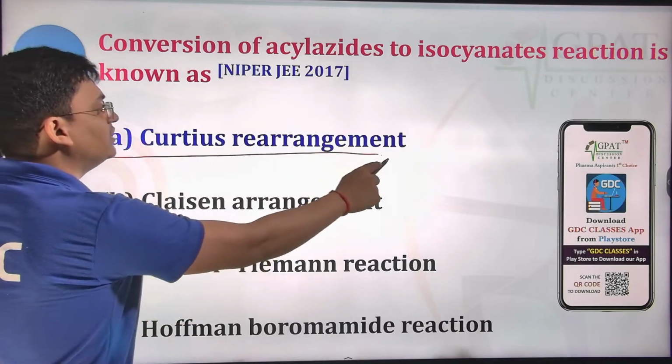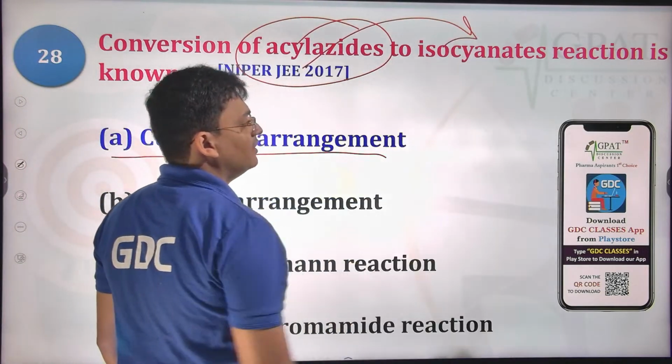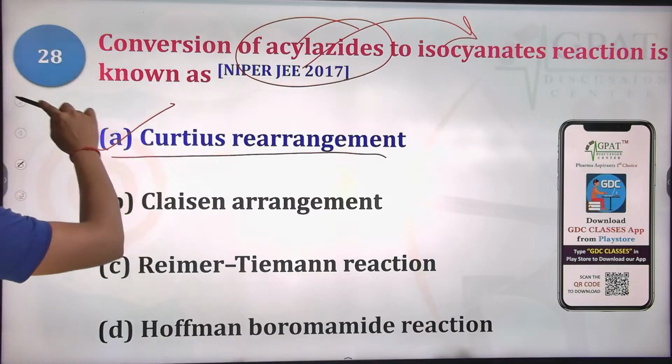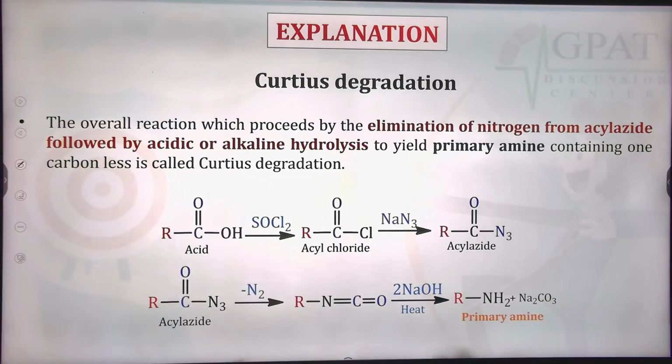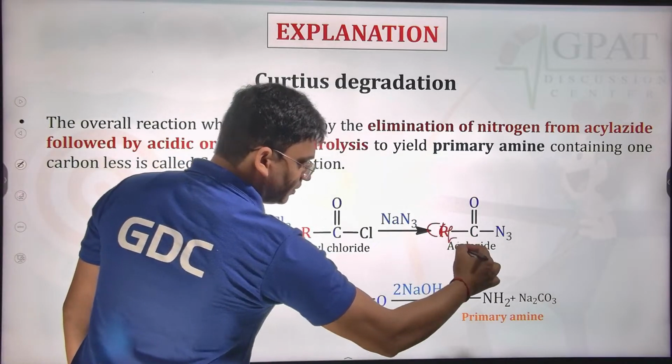In the Curtius rearrangement reaction, this acyl azide gets converted into isocyanate. So yes, A will be the right answer. This is your acyl azide, and in acyl azide we have CH3.